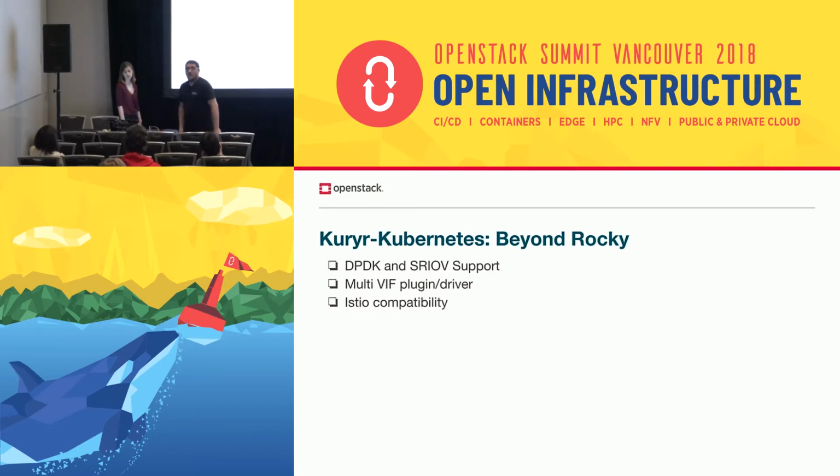Okay, so beyond Rocky, there are three main features that we think we will be working on. Of course, the Denver PTG will be coming, where we will revisit this. Basically, we are interested in, and already have quite a few patches on, DPDK and SR-IOV support. Of course, SR-IOV support won't be really possible without a third-party CI. We are collaborating with Samsung in order to boot up a third-party CI which would have SR-IOV capabilities. But we are quite advanced in the DPDK feature.